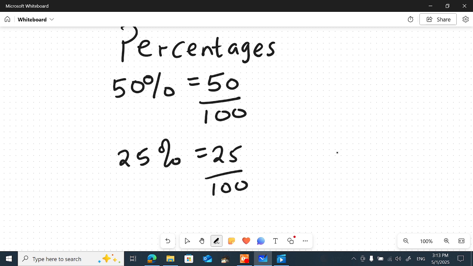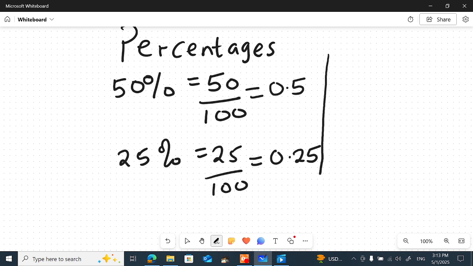Percentages can be converted into decimals. For example, this 50% is 0.5. Using a calculator, 50 divided by 100 gives you 0.5. And 25%, 25 divided by 100 is 0.25. When you divide by 100, the decimal point moves to the left 2 steps. 2 steps to the left gives you 50%, 0.5, and 25%, 0.25.